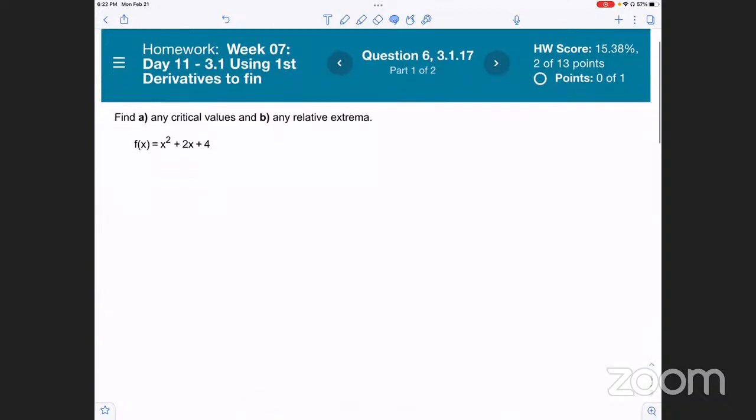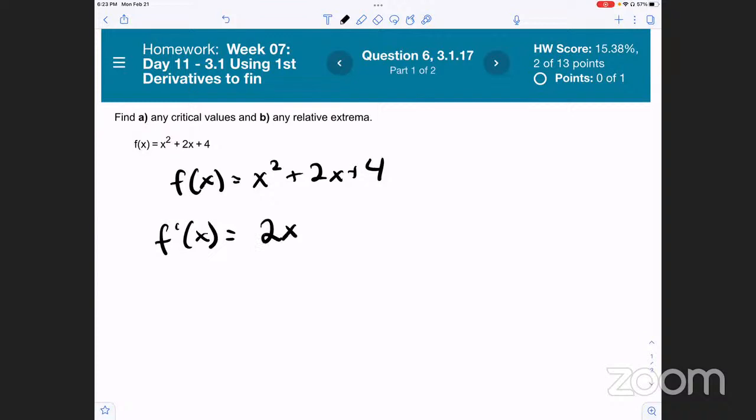Okay, so find any critical values. So again, the critical values are going to occur when the first derivative is either 0 or does not exist, right? So given something like this, if our original function f of x is x squared plus 2x plus 4, let's find f prime, the first derivative, right? So the derivative of x squared is 2x. The derivative of 2x is 2, and the derivative of 4 is 0, right?